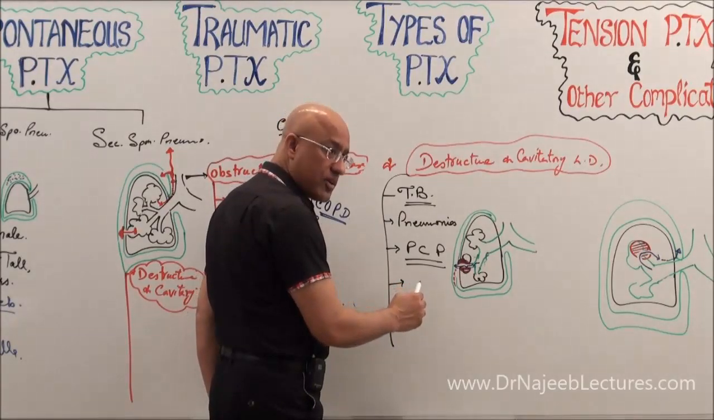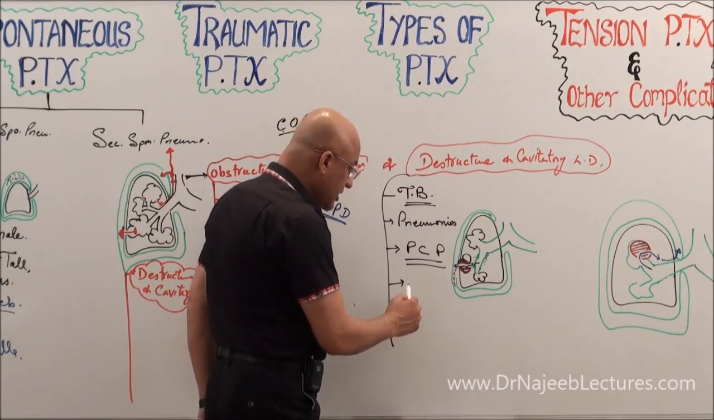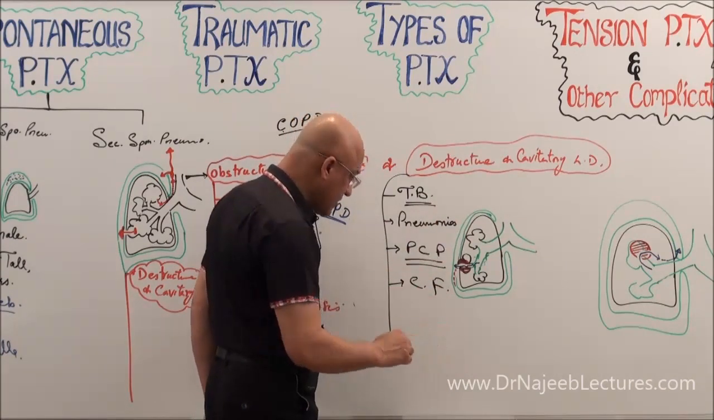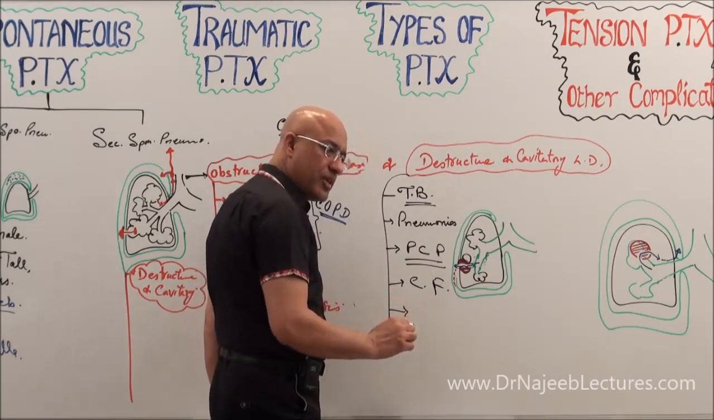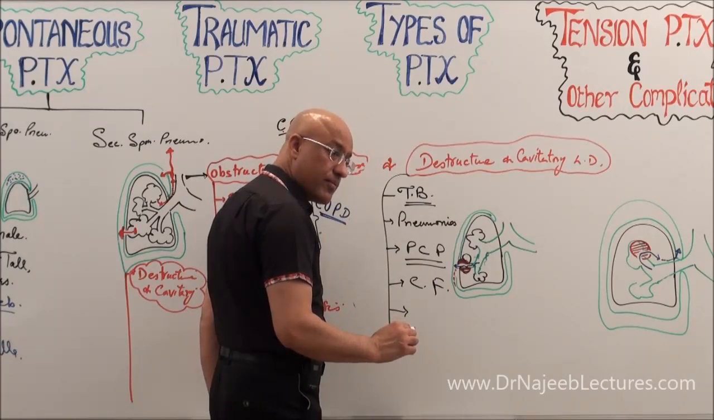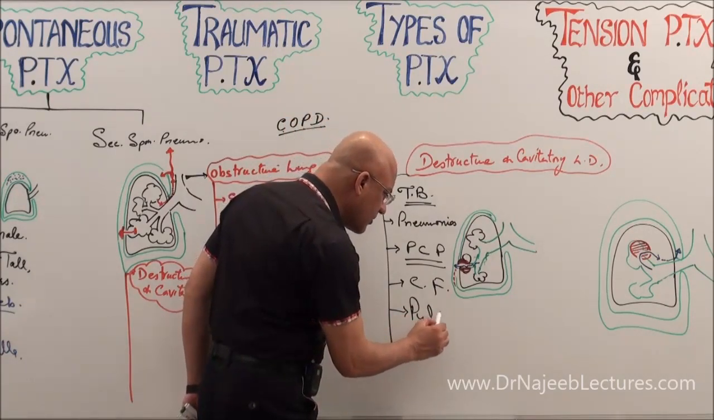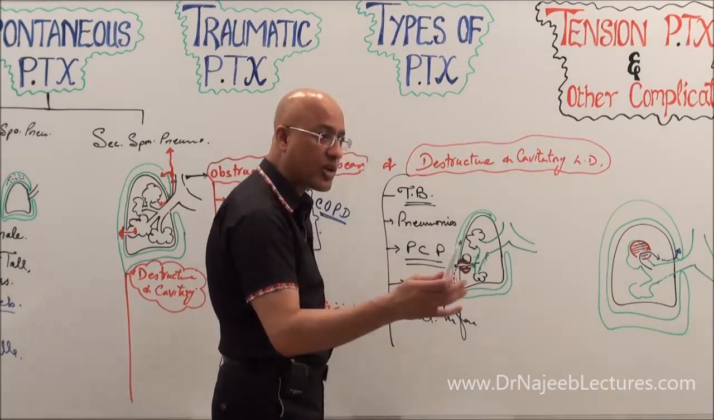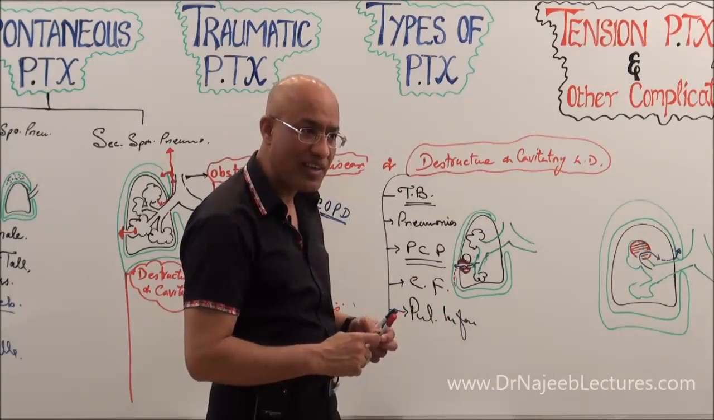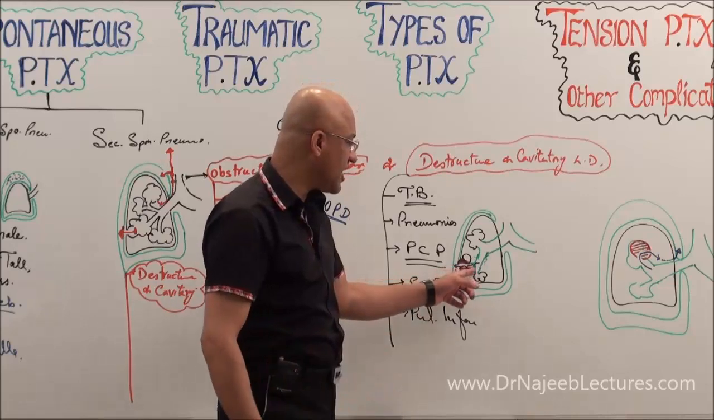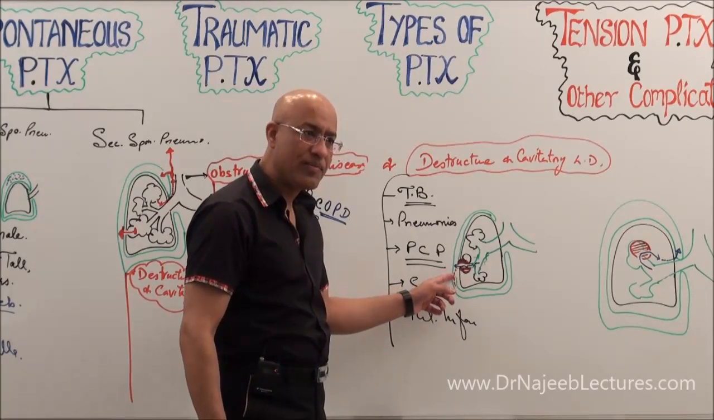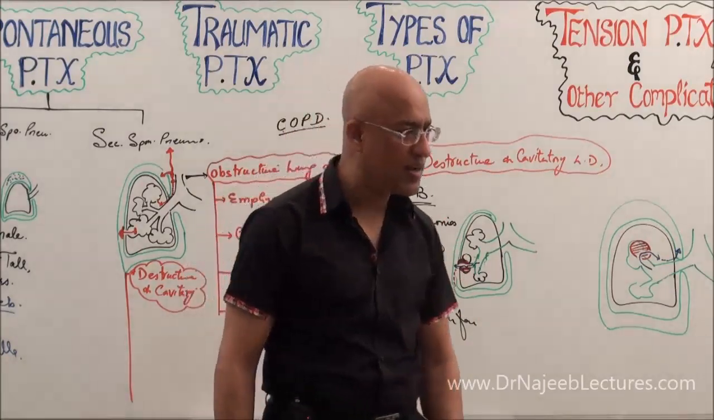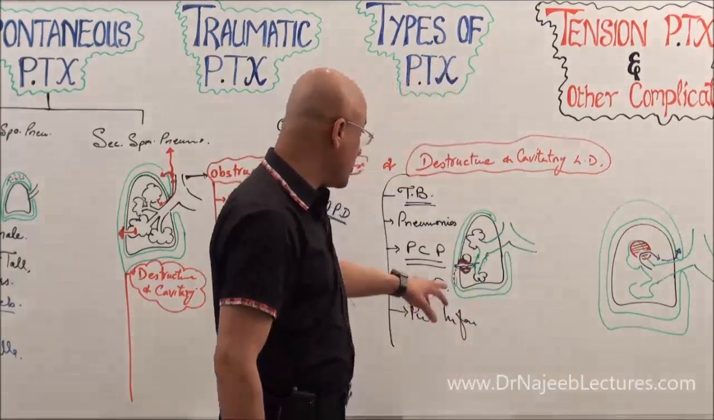Then, yes, what else can you tell me about? Cystic fibrosis. I have a full lecture already recorded on that. Then pulmonary infarctions. If there's a pulmonary infarction and the infarcted area necrotizes, you are understanding? On one end there is the airway and on the other end there is the pleural area. Air may leak into the pleural area.